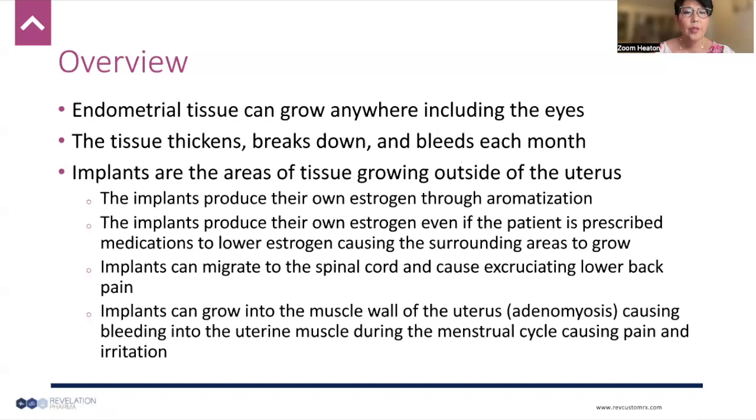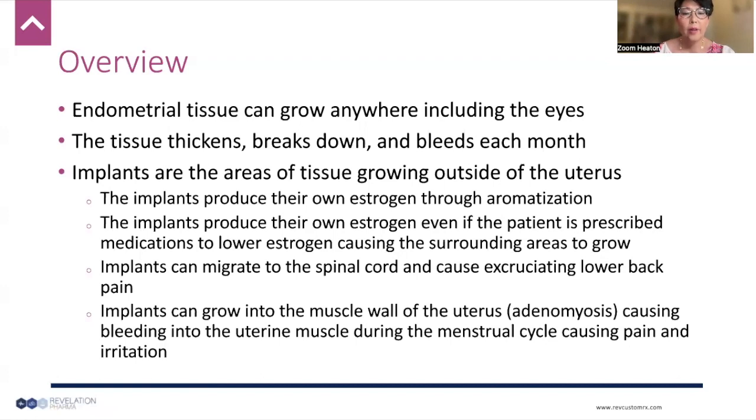So, endometrial tissue can grow anywhere, including the eyes. The tissue thickens, breaks down, and bleeds each month. Implants are the areas of tissue growing outside of the uterus, and these implants produce their own estrogen through aromatization. They also produce their own estrogen even if the patient is prescribed medications to lower the estrogen, causing the surrounding areas to grow.